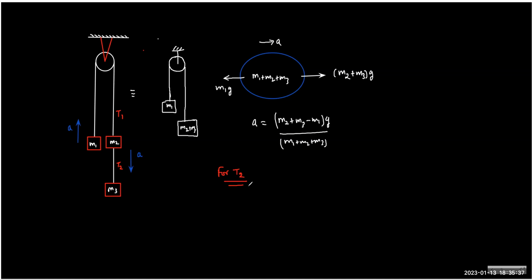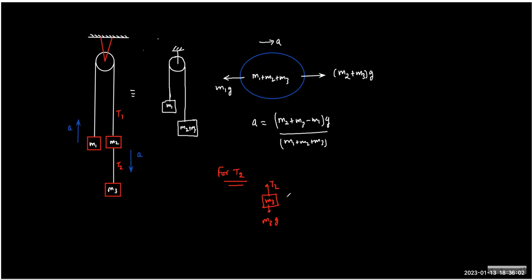For T2, we should draw the FBD of which block? Of course, we have many choices, sir, but M3. Yeah. See, you could have done it for M2 also because a T2 will come there as well. But M3 is suitable because it will have fewer forces, right? So for M3, the T2 will act up or down?